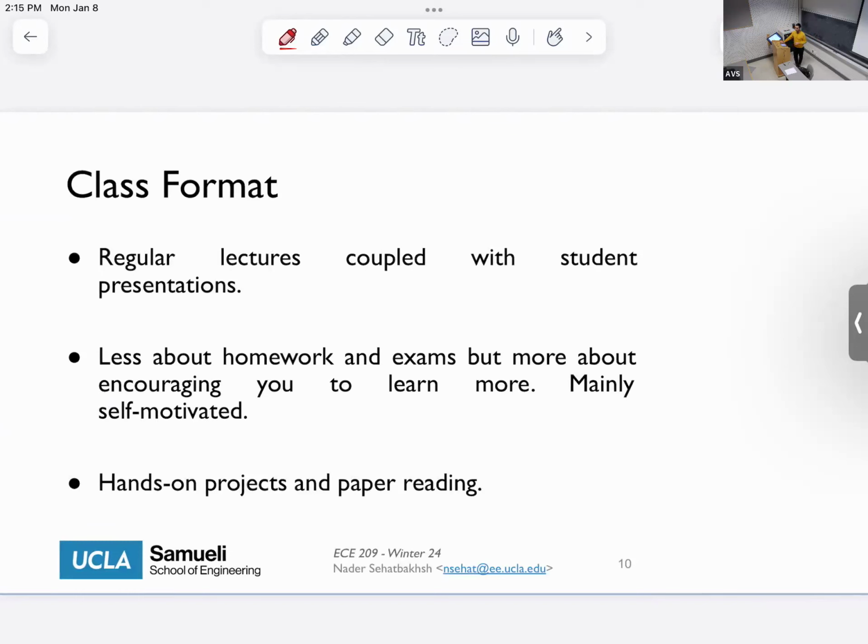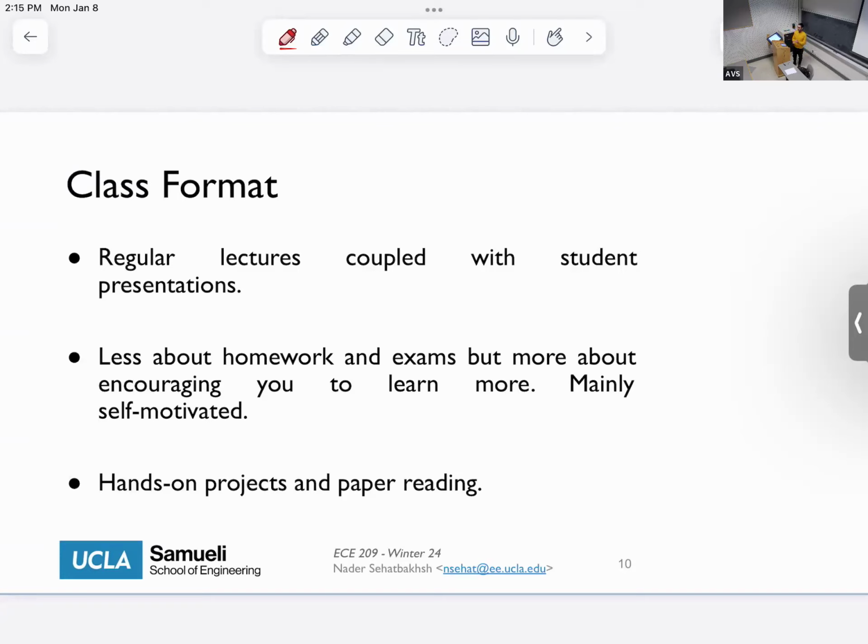So the class format would be, I'm gonna give you lectures every week. Then it will be coupled with student presentations, paper presentations. The first 3 weeks is just gonna be me, so I'm gonna just give you lectures. Starting from week 3 or week 4, I don't remember, the paper presentations will start. Usually it's going to be 3 hours of me lecturing and 1 hour of paper presentations. That's going to be the format starting week 4.